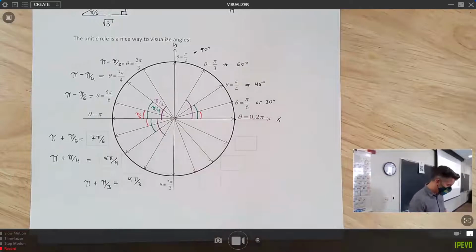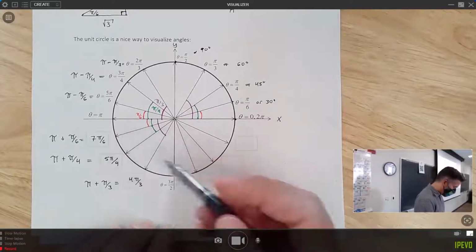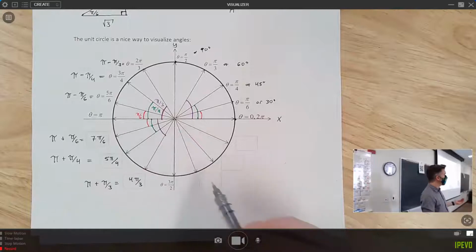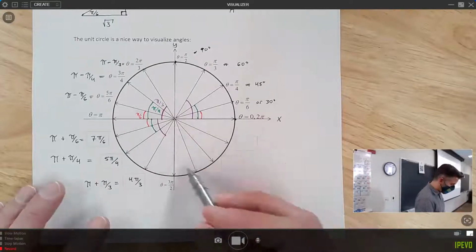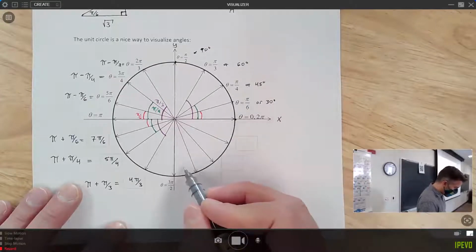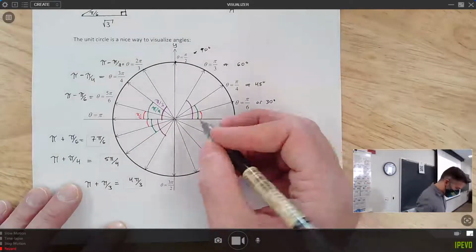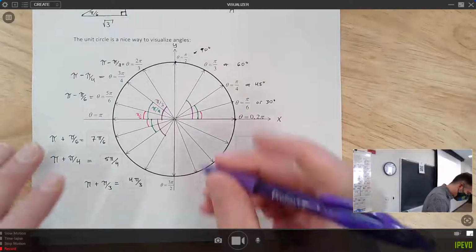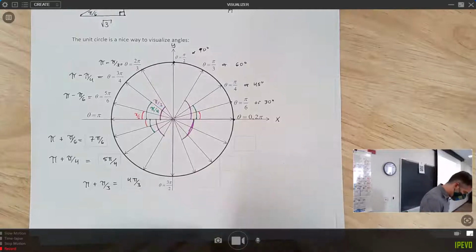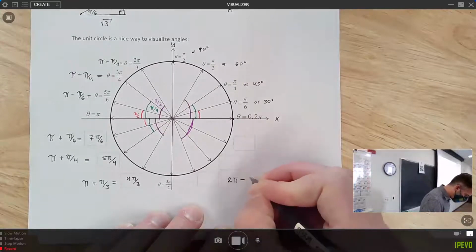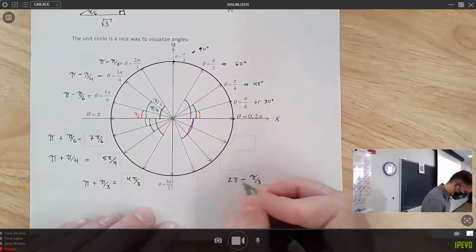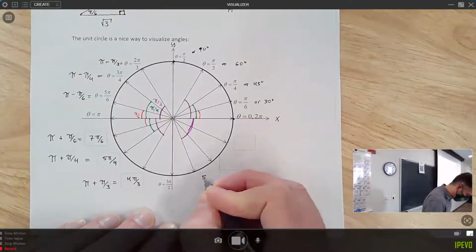And lastly, in quadrant 4, so here's the thing. I don't want to think of this angle here as pi plus something, because we always want to measure to the nearest x-axis. And in quadrant 4 over here, the nearest x-axis is right here. So I'm going to think of this angle not as pi plus something, but as 2 pi minus the purple reference angle. So that's going to be 2 pi minus pi over 3. 2 pi is 6 pi over 3. That's 6 pi over 3 minus pi over 3. That's going to be 5 pi over 3.